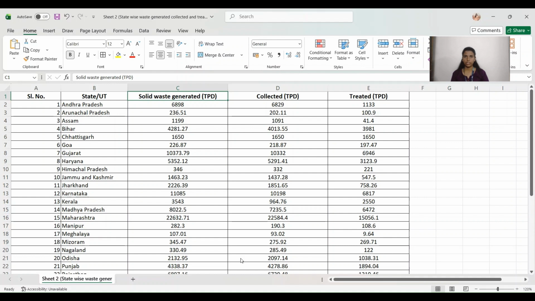Moving towards the next sheet, that is sheet 2, which contains state-wise solid waste data. Here it contains columns like state name, solid waste generated, collected and treated. Here it is shown in TPD, which is tons per day. Solid waste generated shows total daily waste produced in each state. Collected waste shows how much of that waste is actually collected, and treated shows how much of that waste is actually processed. This sheet helps us to evaluate collection efficiency and treatment efficiency under the Solid Waste Management Rules 2016.